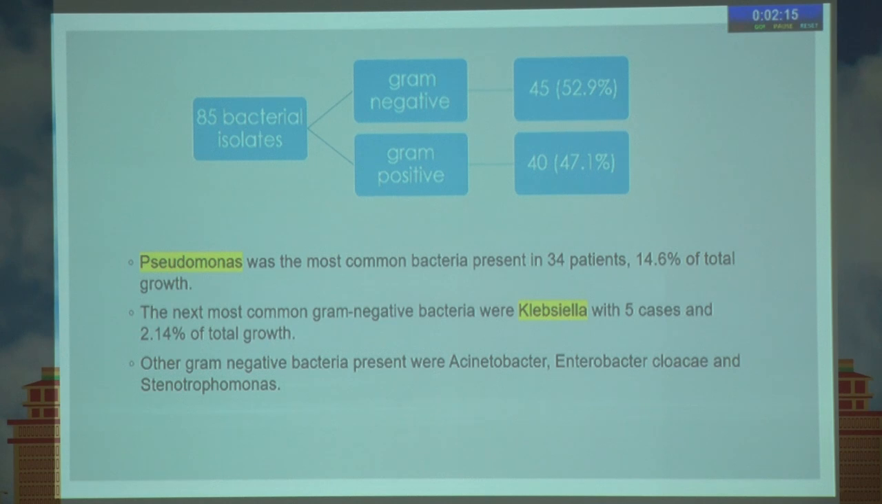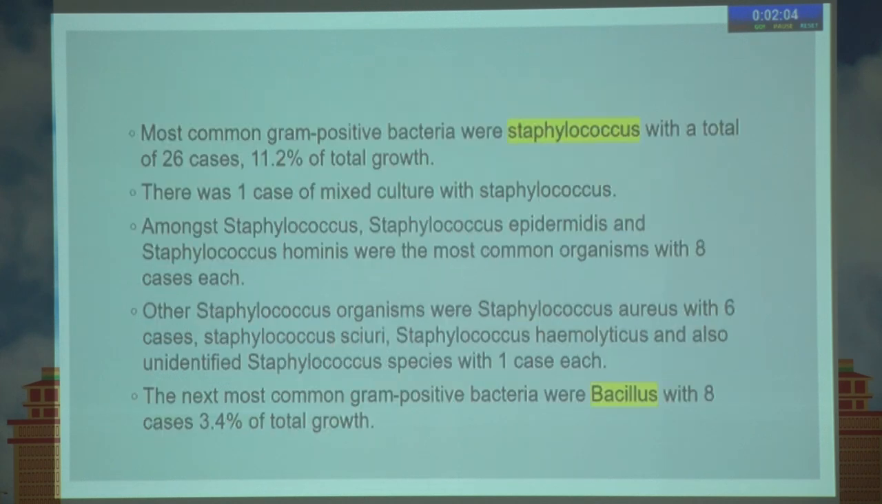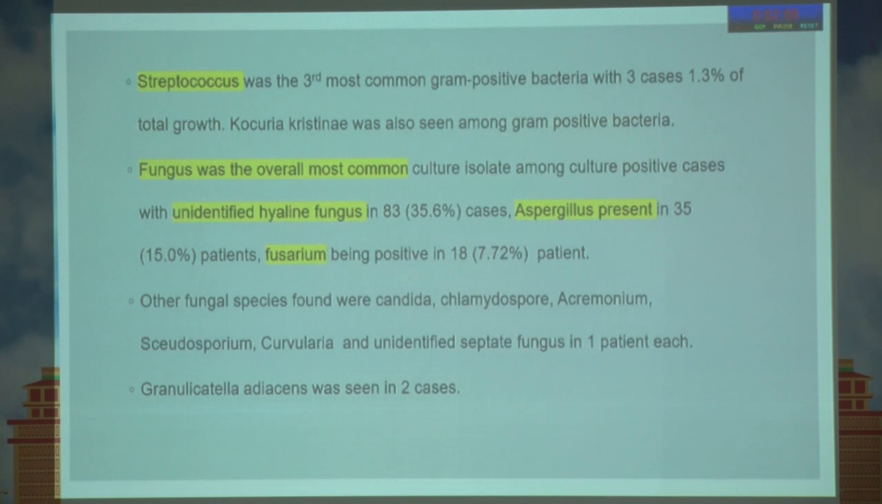Among the bacterial isolates, gram negative were present in 45 and gram positive in 40. Among the gram negatives, Pseudomonas was the most common bacterial isolate. Staphylococcus was the most common gram positive, followed by Bacillus, and Streptococcus was the third. Fungus was the overall most common in our isolates, almost 60%, and unidentified hyaline fungus was seen in 83 cases, with Aspergillus being the most common, followed by Fusarium.